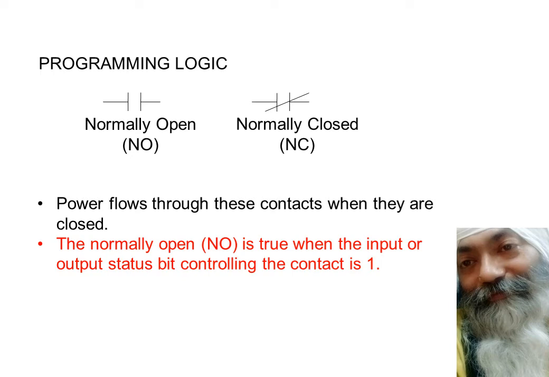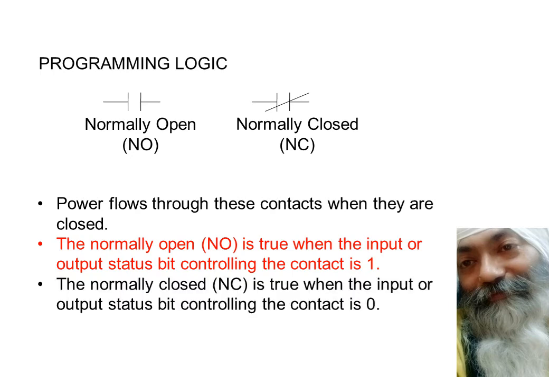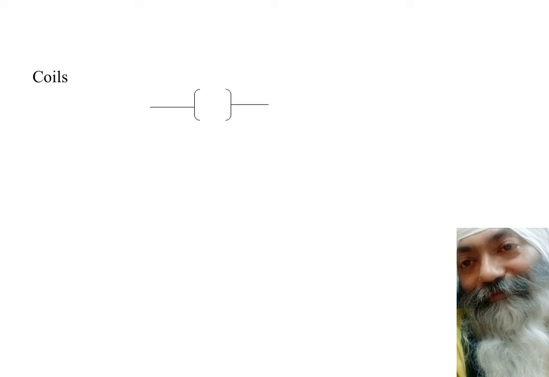So normally open is true when the input or output status of controlling bit is 1. But in case of normally close, this is true only when the input or output bit controlling status is 0. So it's just the opposite of normally open. So I hope you will get used to these kind of notations as you go in for programming.